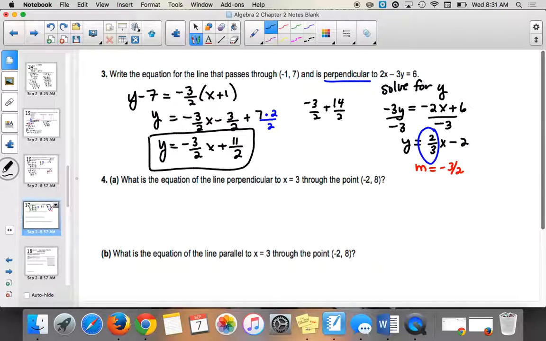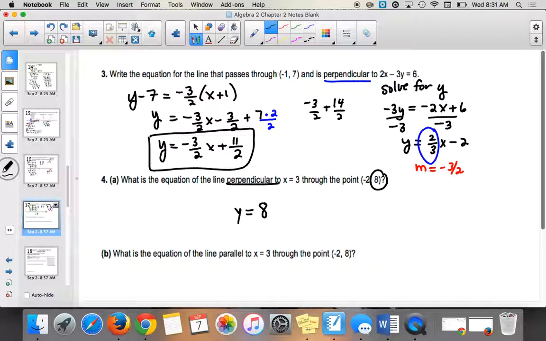Okay. The next ones are the ones that hopefully, after yesterday, you guys know right away. So look at it. It says, what's the equation of the line perpendicular to x equals 3? So if you're perpendicular to an x equals, it's a y equals equation. So what y value do we need? 8, because see, the 8 is right there.